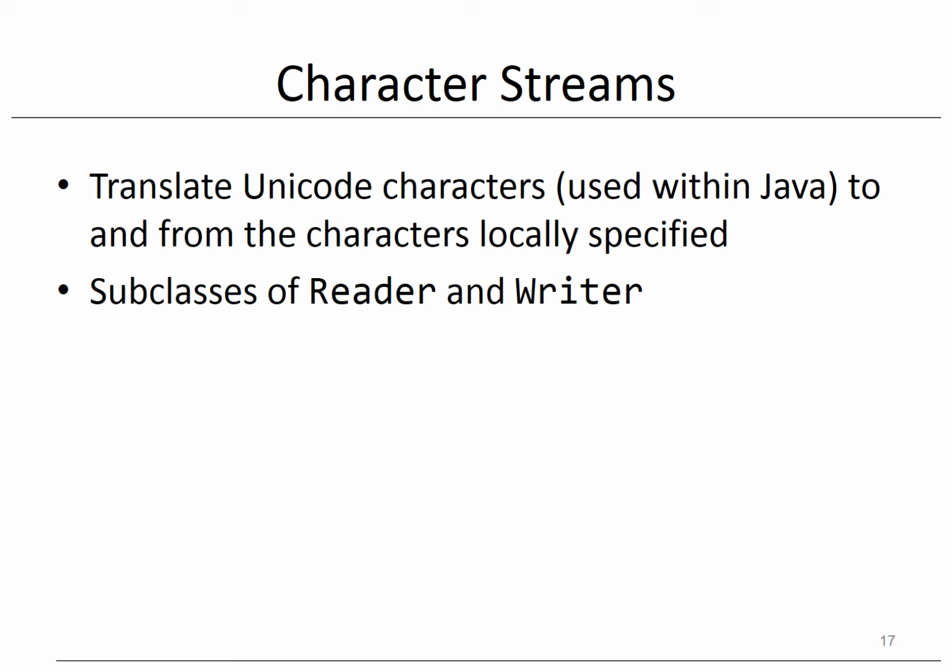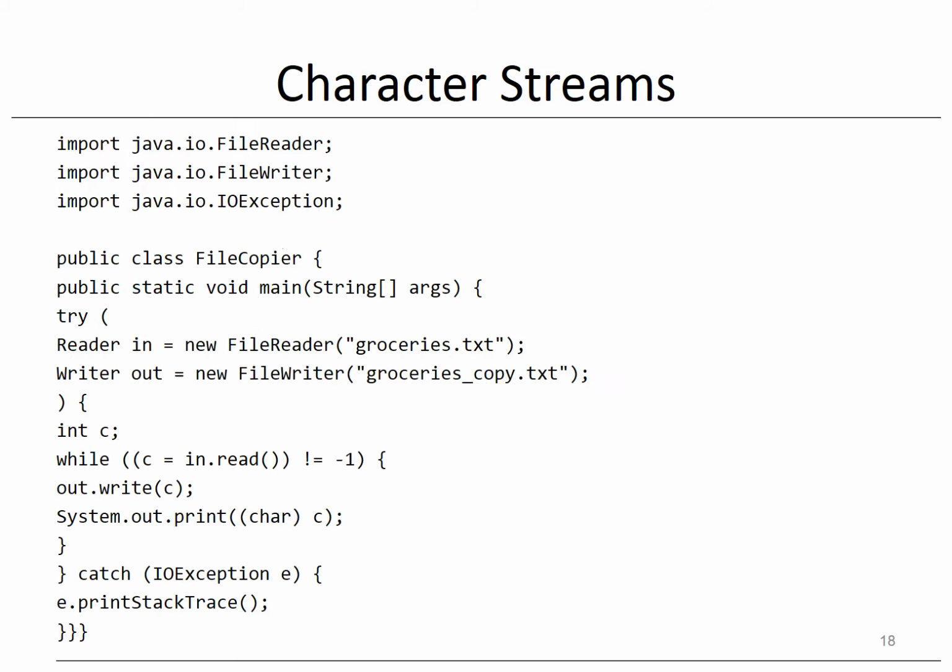Let's work out an example. Here you can see our earlier file copying example, but now worked out using character streams. We are now using the FileReader and FileWriter classes here to open the original file as a data source and a new file as a destination. If the file does not exist, the program will attempt to create it. If the file does exist, its content is overwritten unless you pass true as the second argument of the FileWriter constructor.